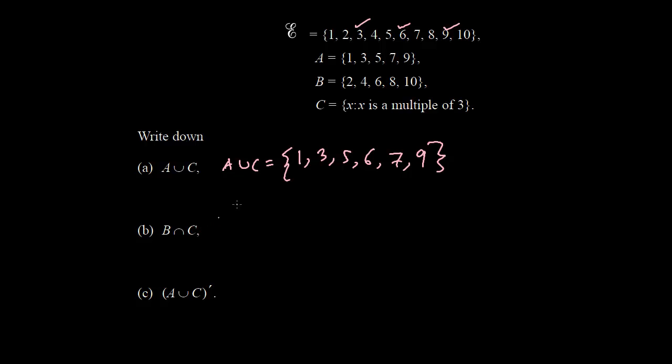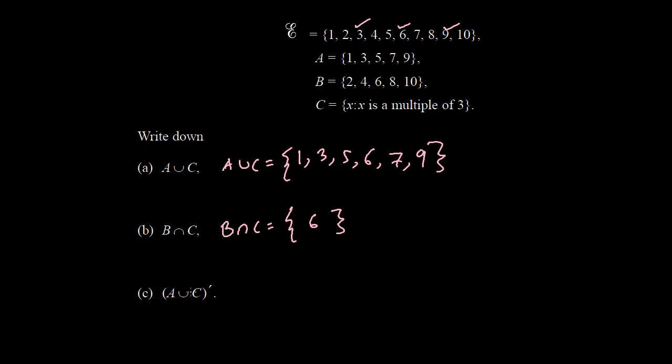Next, intersection means common. So B intersection C. B is this set. What is common to B and C? How many of these numbers are multiples of 3? Well, we have 6, and that's all. We have only one element here that is a multiple of 3, so 6.